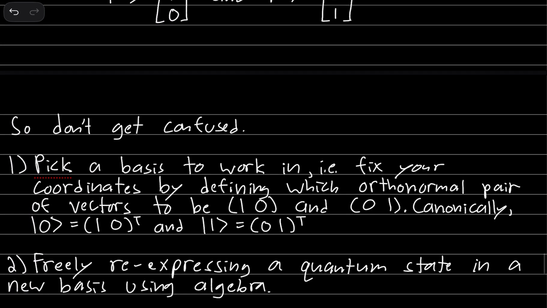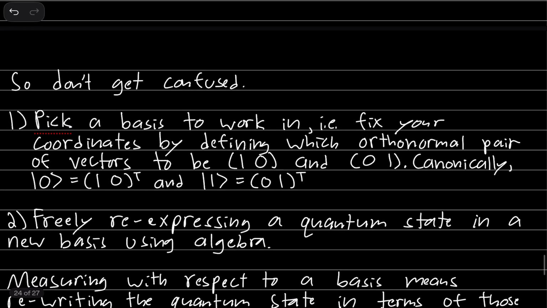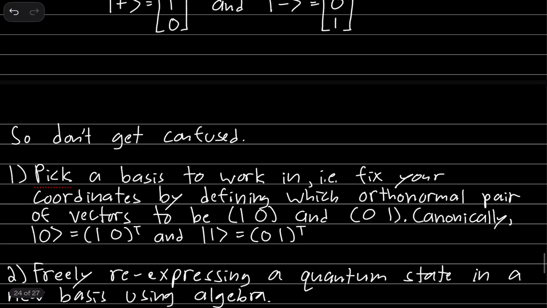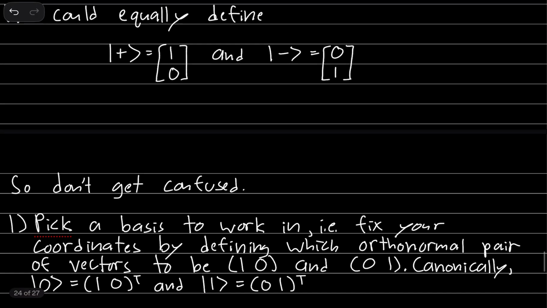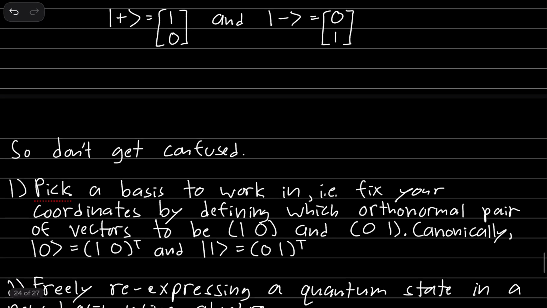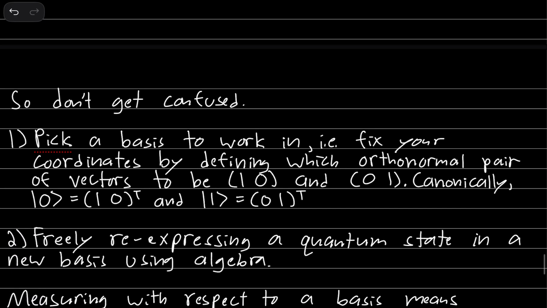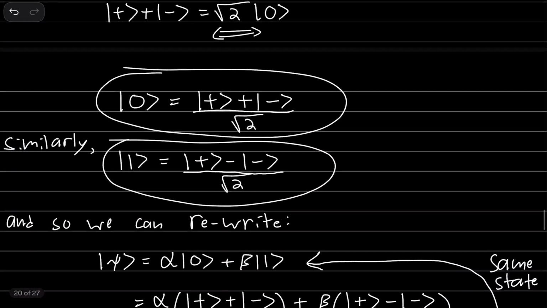So don't get confused, there are two different things. There's the act of picking a basis to work in, so fixing your coordinates by defining or labeling which basis vectors you're going to define as your computational basis. And then there's just re-expressing your quantum state in a different basis using algebra, which is what we did up here.